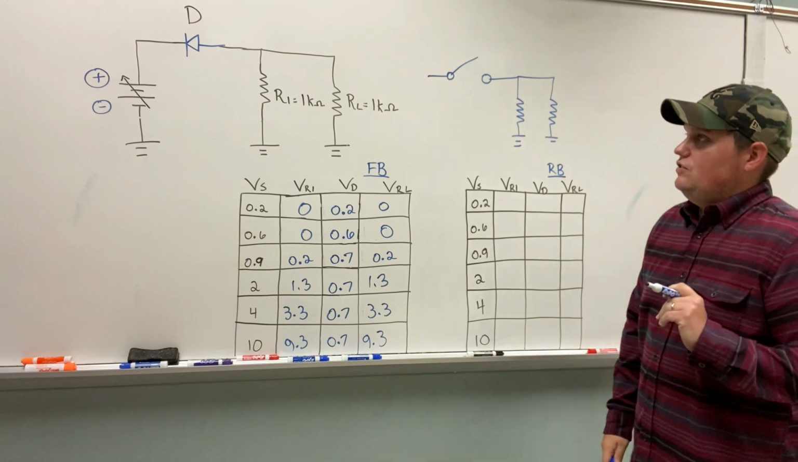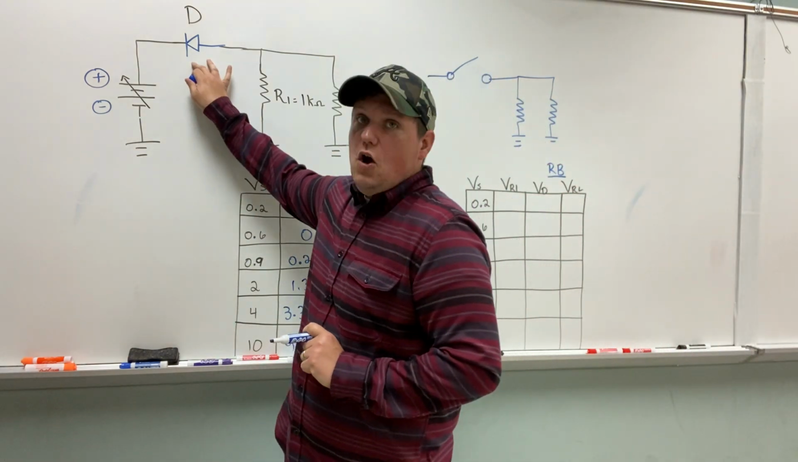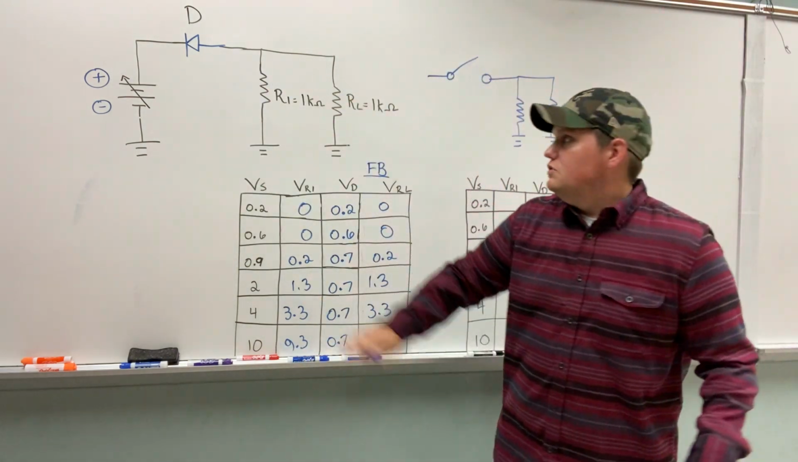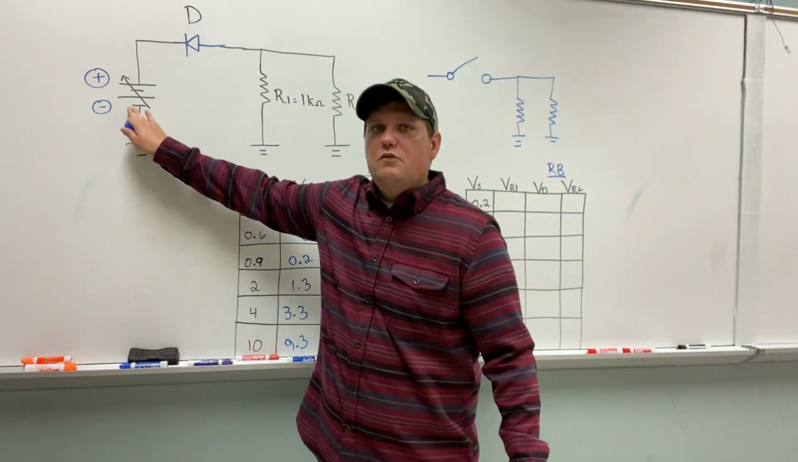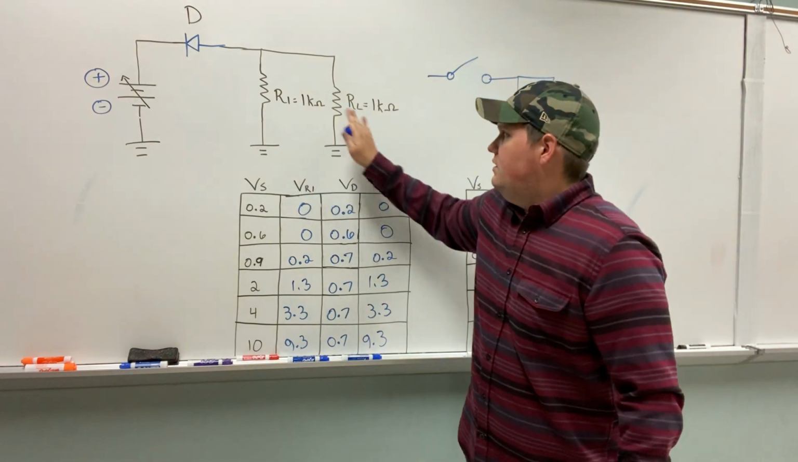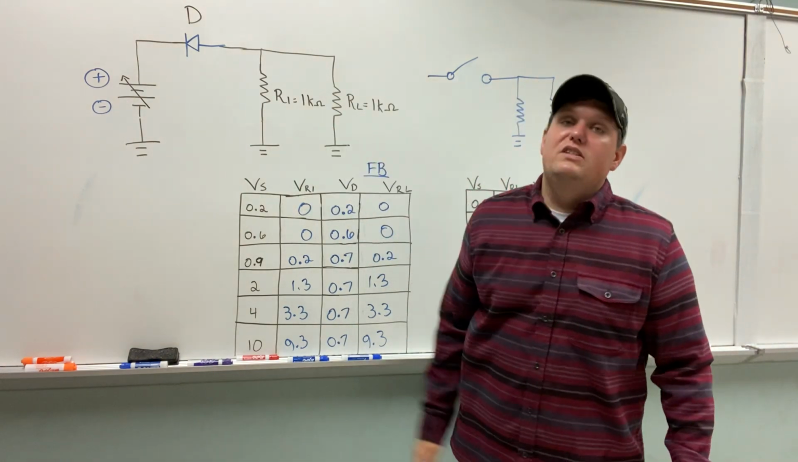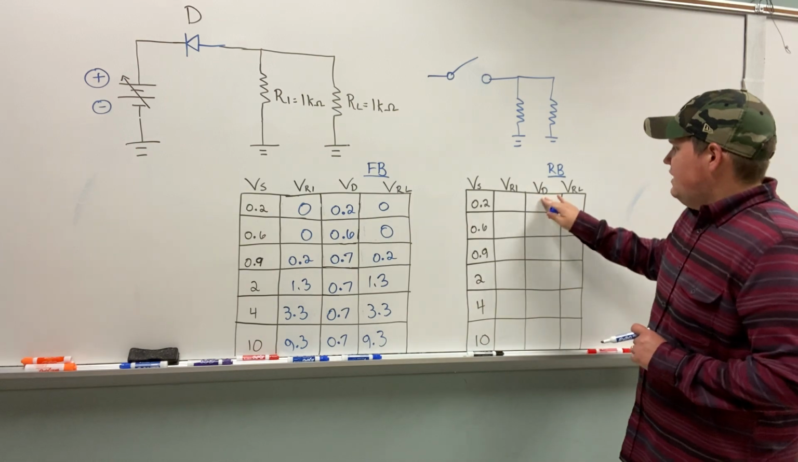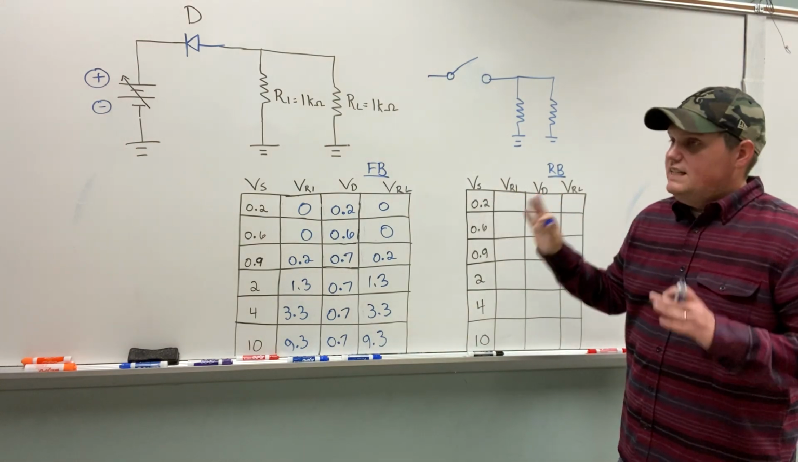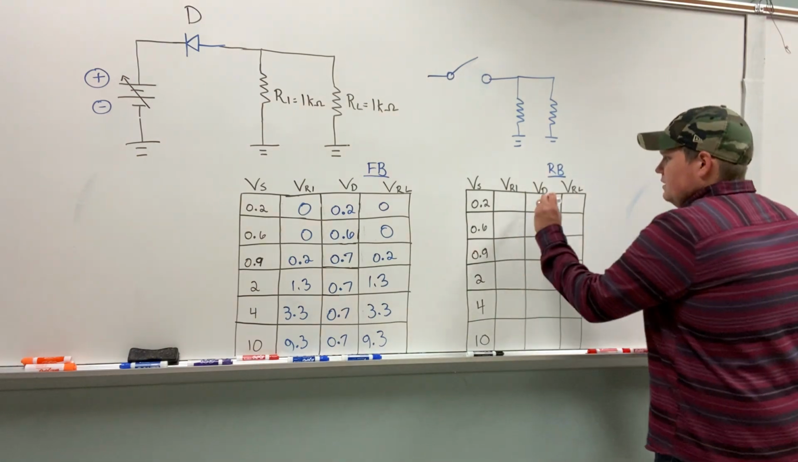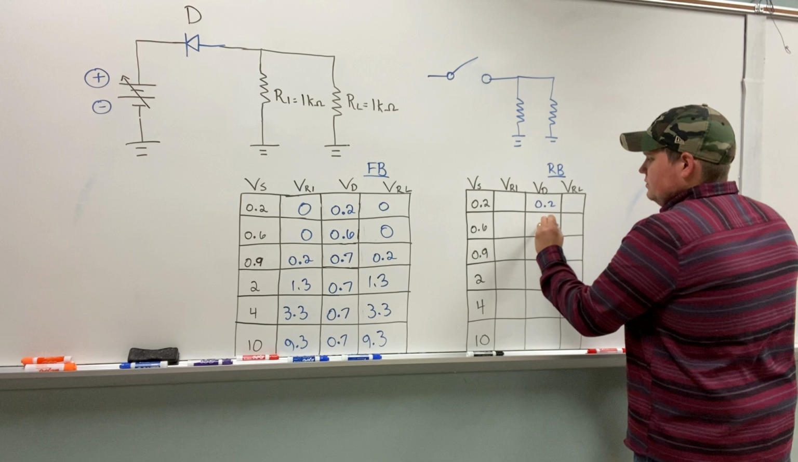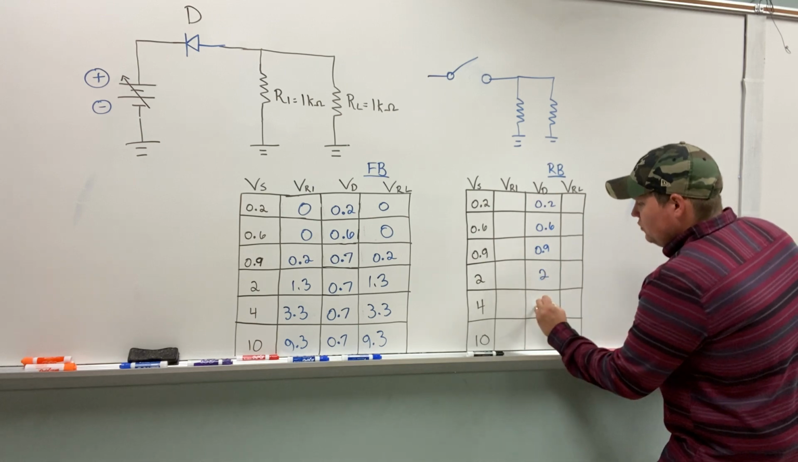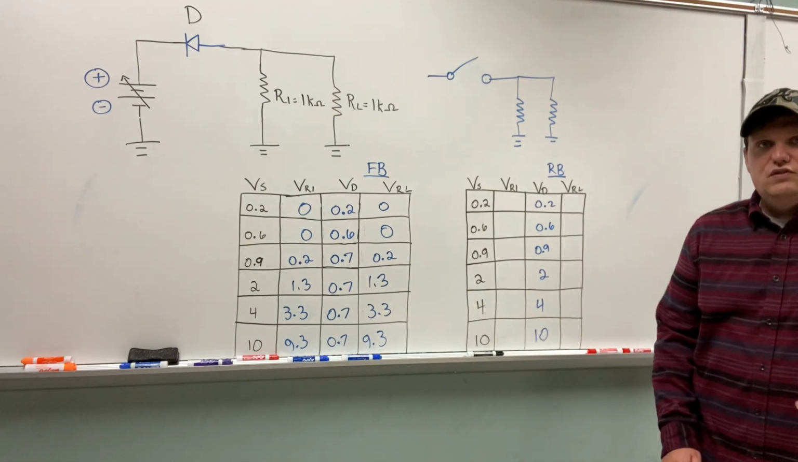So since current will never flow, and this is an open, that means that these voltages will never be. Because current will never rise. It doesn't matter how high of a voltage I get here, these will never have a voltage because current is not going to them. It's like a break up here, okay? So that means that the diode and the source voltage will keep the same voltage all the way down. So here, 0.2 volts, 0.6 volts, 0.9 volts, 2 volts, 4 volts, and 10 volts.